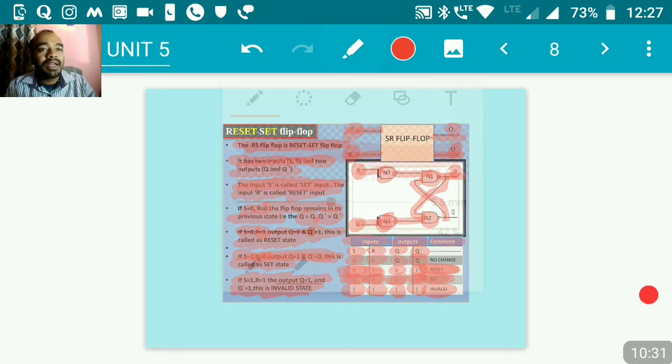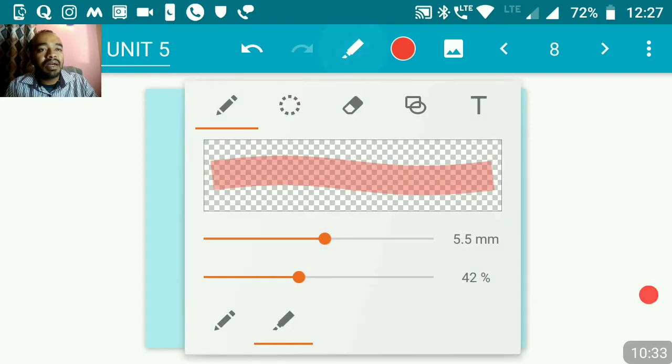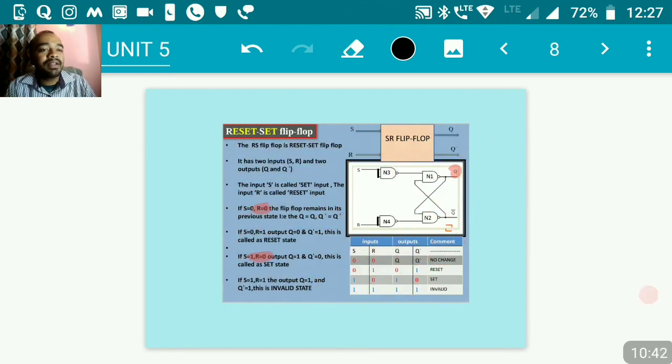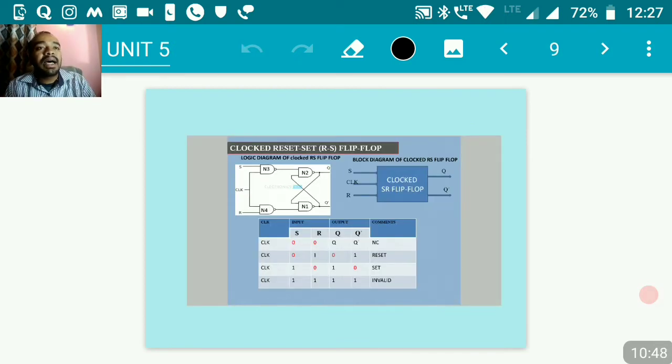Before going to the clocked RS flip-flop, I just want to grab an eraser. Let me take an eraser. Okay, so I just erase all these markings that I have done using the highlighter. Okay, done.